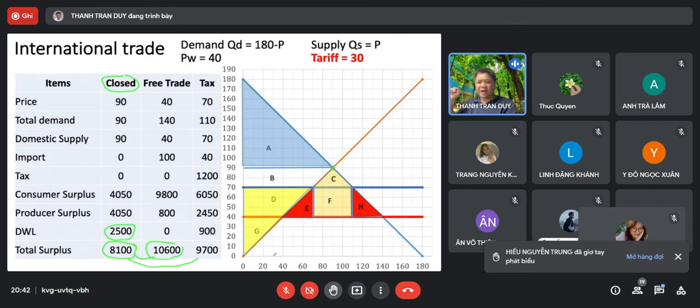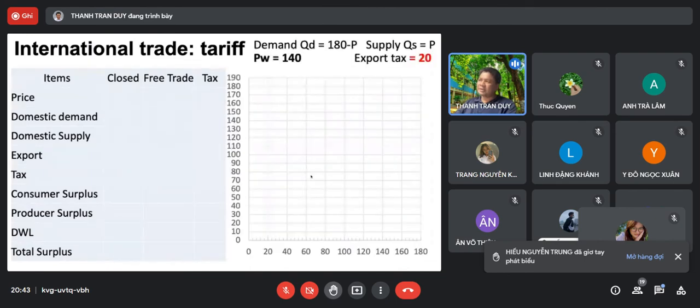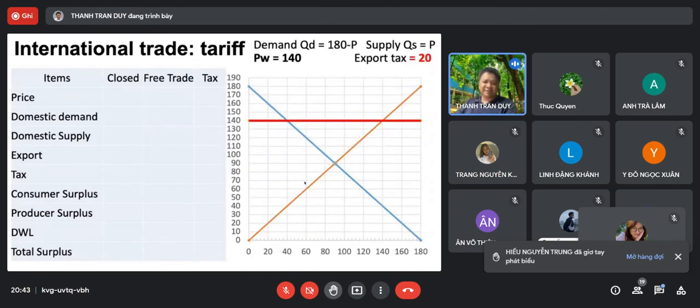Okay. Any questions so far? All right. So this activity tells you how to identify the deadweight loss, the consumer surplus, producer surplus, and the difference. Any questions? Now, what if the world price is higher than our price?